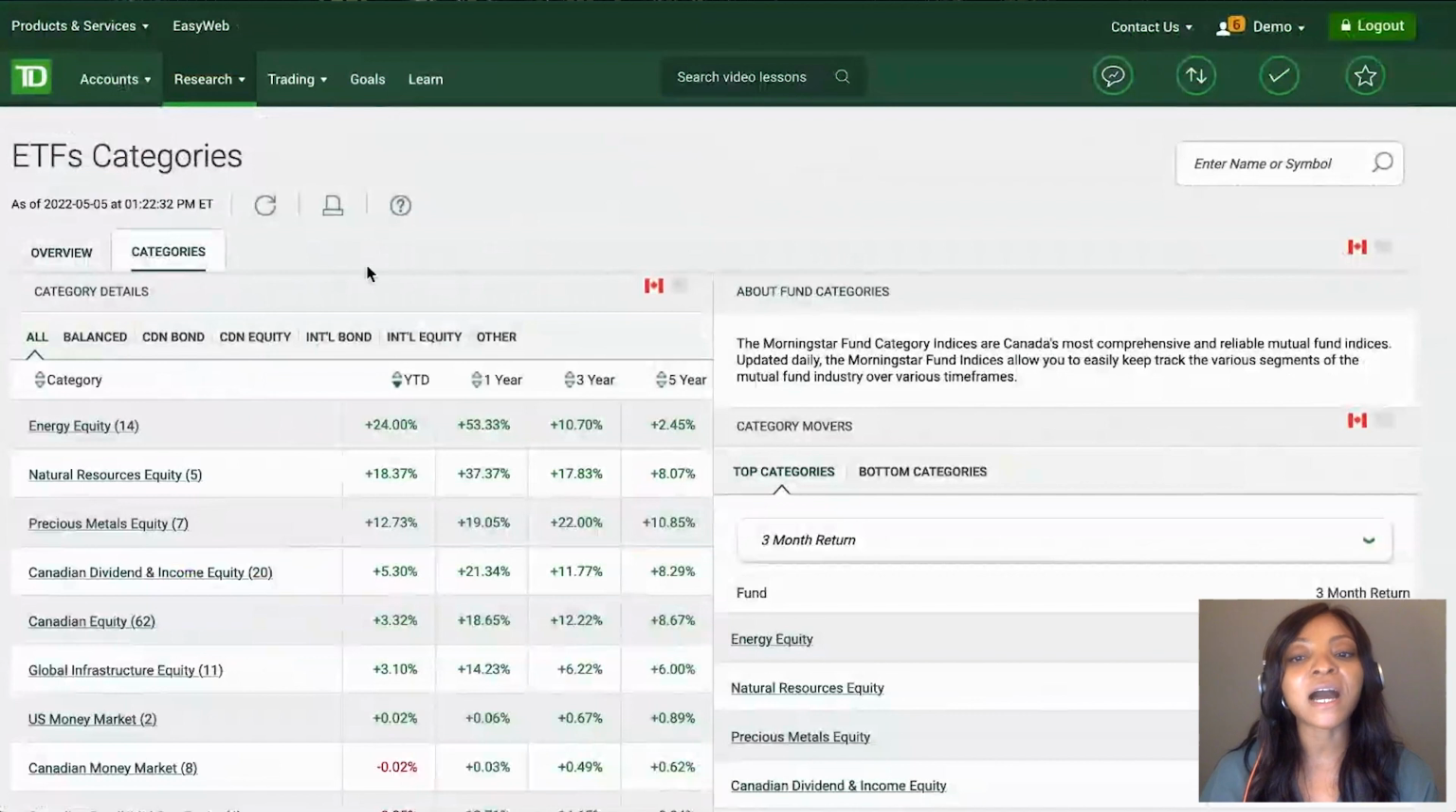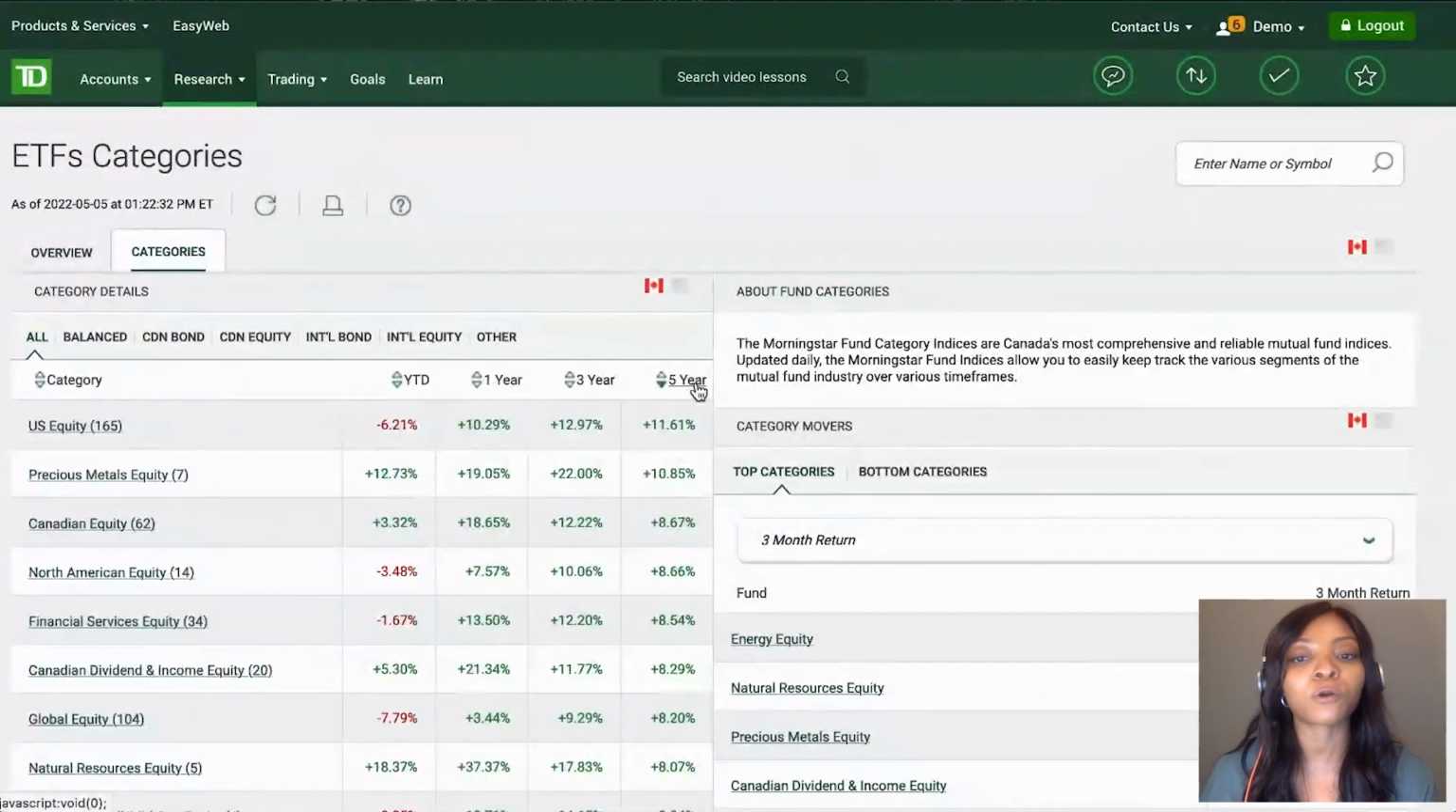And so once again, I could either decide I want to see a 1 year performance, or maybe I want to see a longer term performance. I'm going to change this to a 5 year performance. So what category has performed the best over the last 5 years? And then I'll see that this, for instance, gives me the US equity ETF category, and there's 165 funds, and I can start to explore from there. So this is using exchange traded funds.